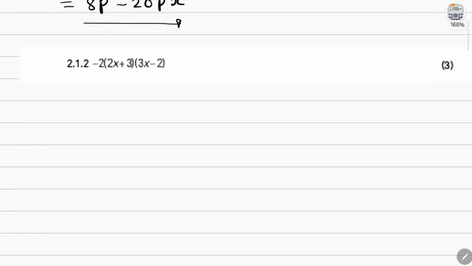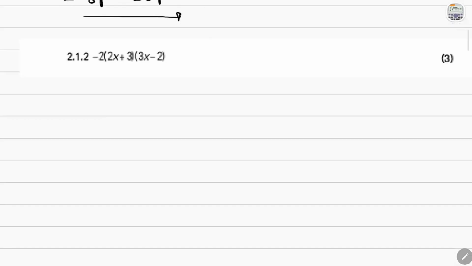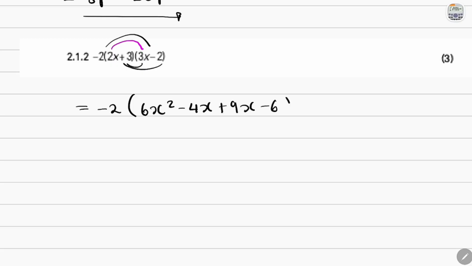Okay, here again, we're just going to expand and simplify. But just note that we are multiplying something with one term, with something with two terms, and then something with two terms. In this case, it is best to multiply the binomials first. Okay, so the two terms, the two terms. So we'll leave the negative 2 outside and then distribute. So we're multiplying 2x times 3x, and that gives us 6x squared. And then we have negative 4x and positive 9x and negative 6.